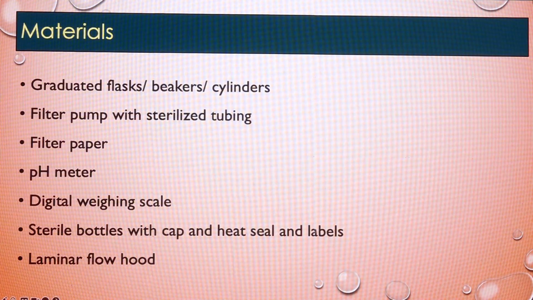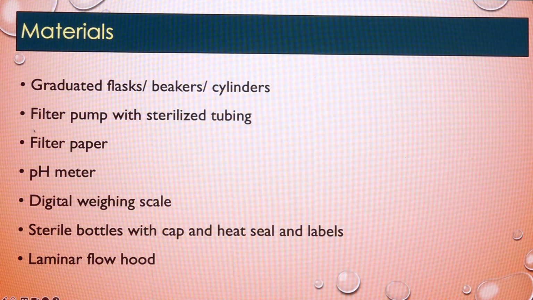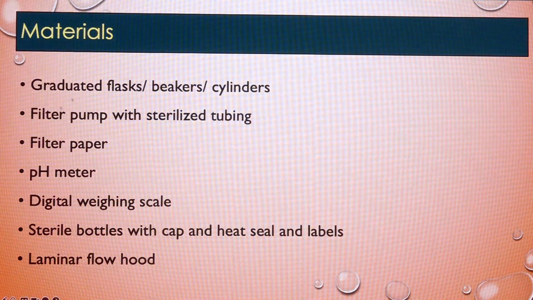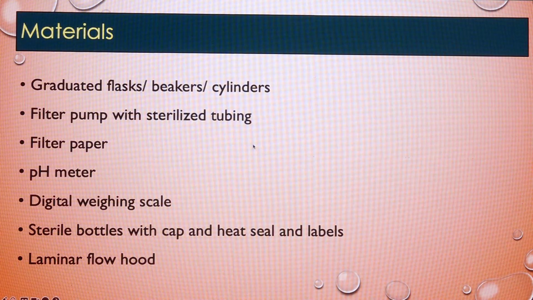In terms of the equipment needed, you need a set of graduated flasks, beakers, and cylinders. A filter pump with sterilized tubing, which can be re-sterilized by autoclaving, is the main investment required. Then filter paper, a pH meter, a digital weighing scale, sterile bottles and caps with heat sealing and labeling, and a laminar flow hood. If you have a microbiology setup or an eye bank setup, most of these are already available with you. So probably the filter pump and pH meter are the only things you would have to invest in.